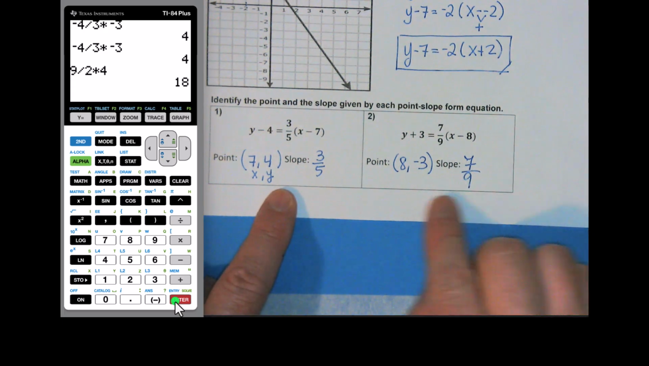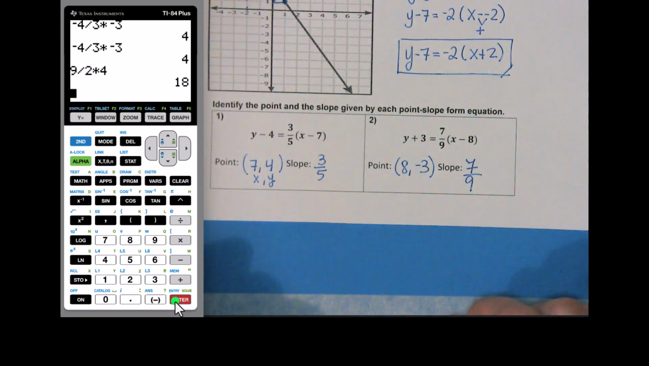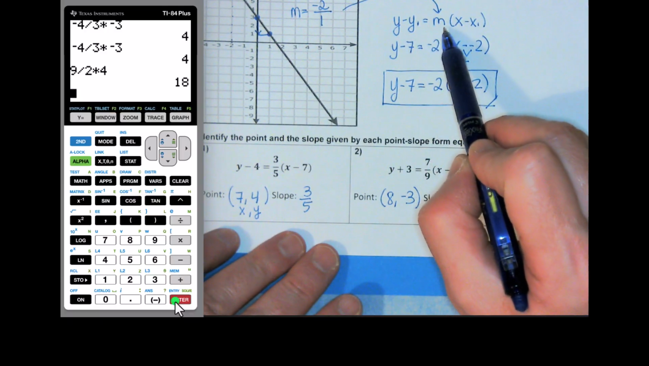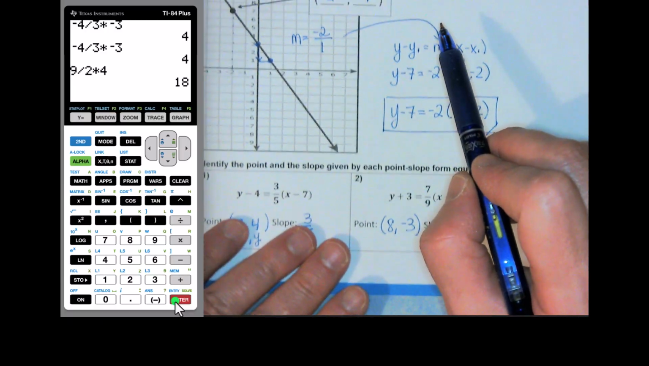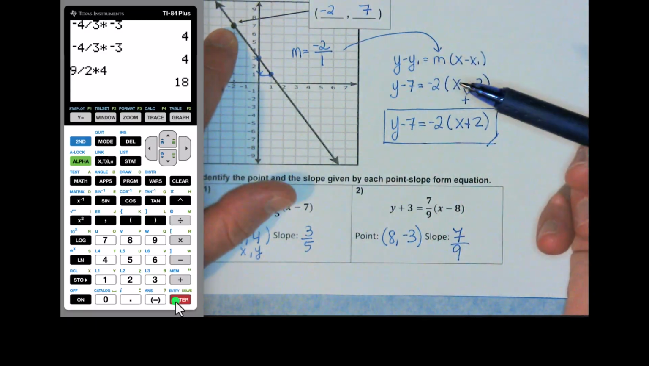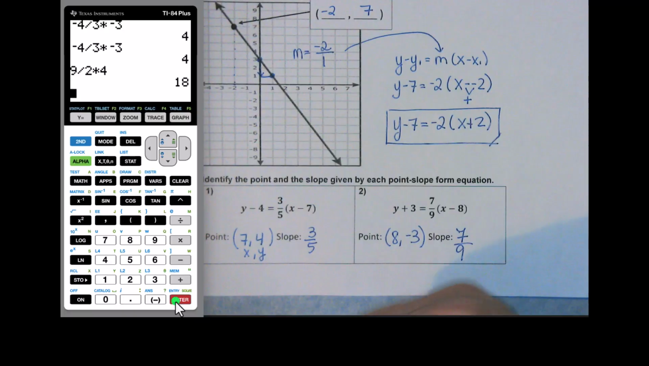So today, these are the lessons that we learned about. We learned about a new formula called the point-slope formula. This point-slope formula is important because whenever you have a point and the slope, you're able to find the equation of the line. Okay?